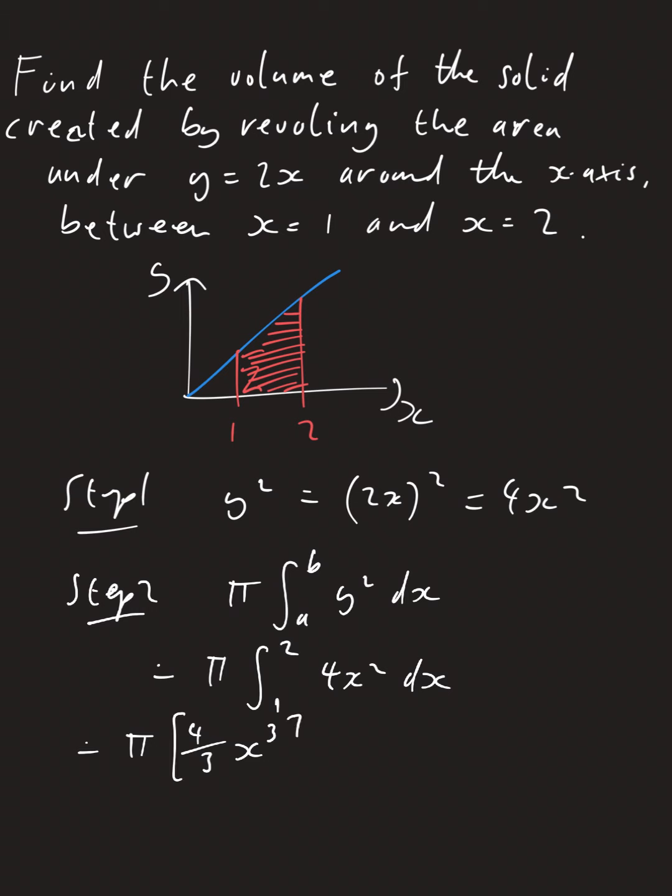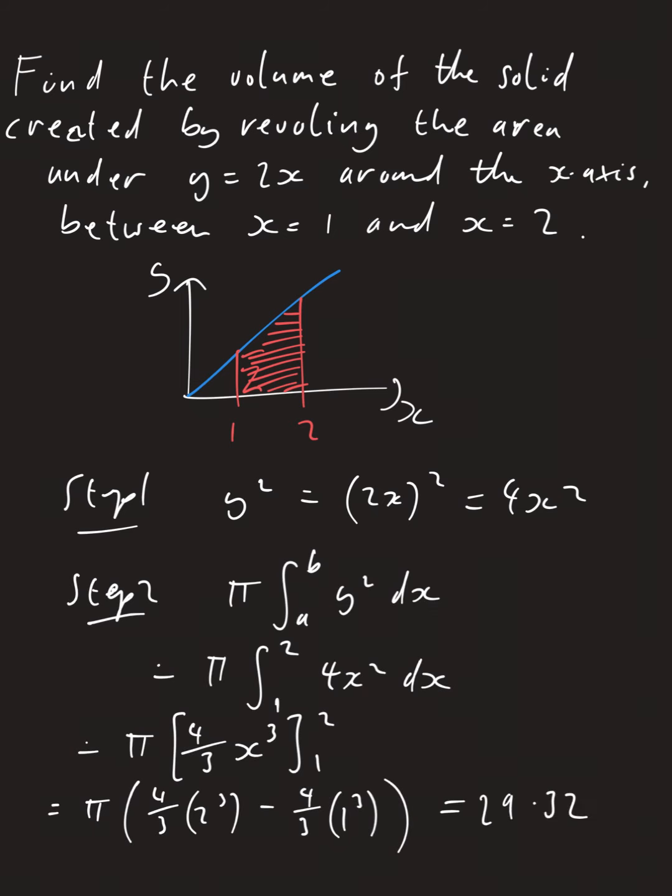And our limits are 1 and 2. So that's equal to pi times 4 over 3 times 2 cubed minus 4 over 3 times 1 cubed. And when you work that out, you get 29.32. So let's do a harder example.